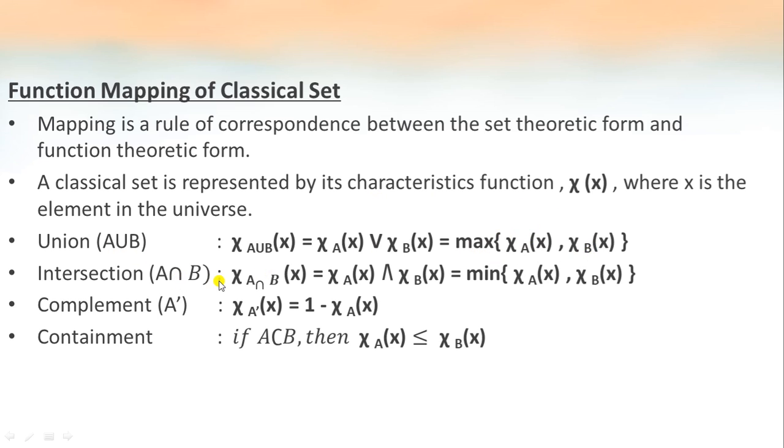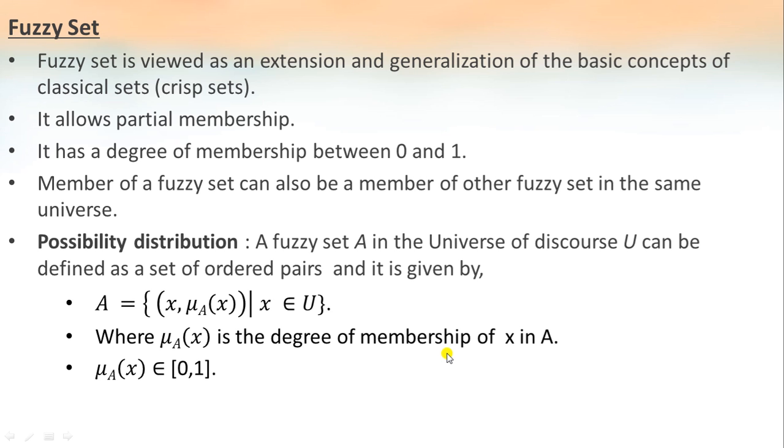In the case of intersection, it will take the minimum value. If it is complement, it will take 1 minus psi A of x. Containment means if A is a subset of B, then psi A of x is less than or equal to psi B of x. Now let us discuss the fuzzy set.